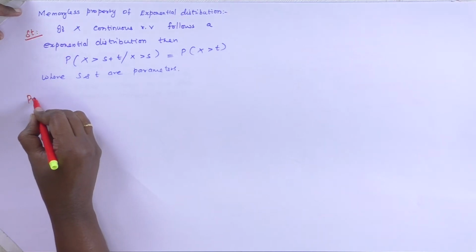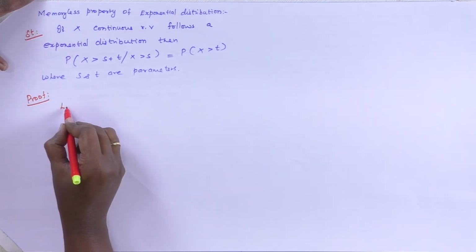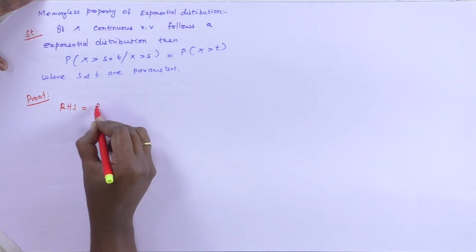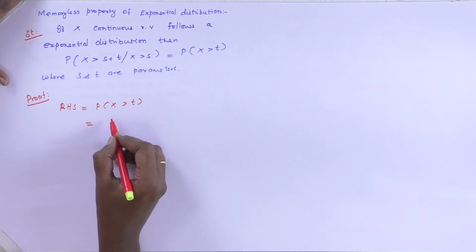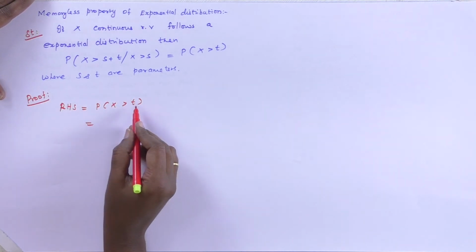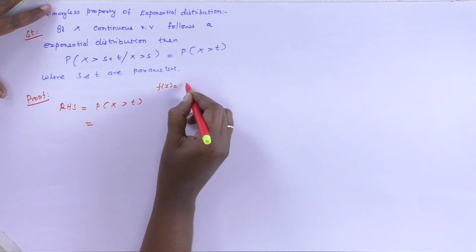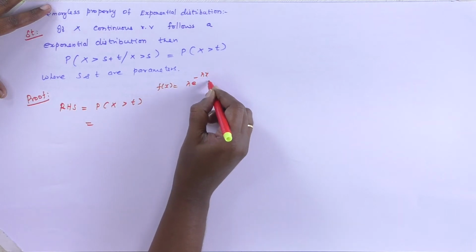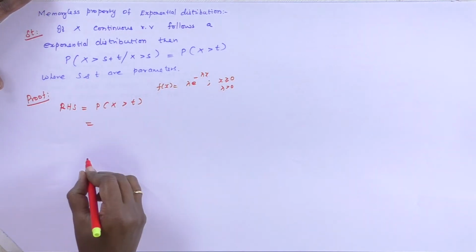Next we have to prove this statement. First we consider the right hand side value, that is p of x greater than t. Here the random variable x follows the exponential distribution. Therefore the corresponding probability density function is f of x equal to lambda into e to the power of minus lambda x, where x is greater than or equal to 0 and lambda is also greater than 0.